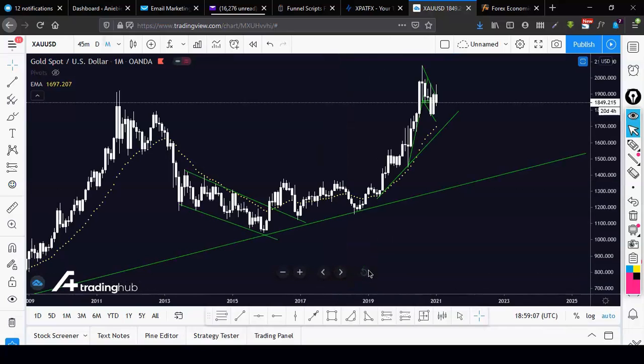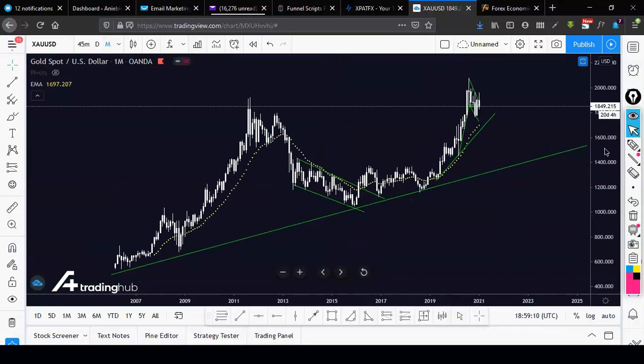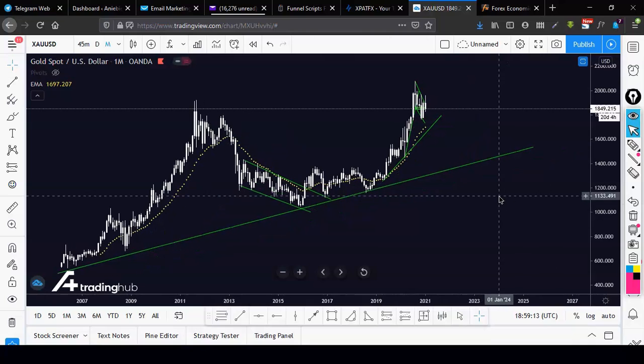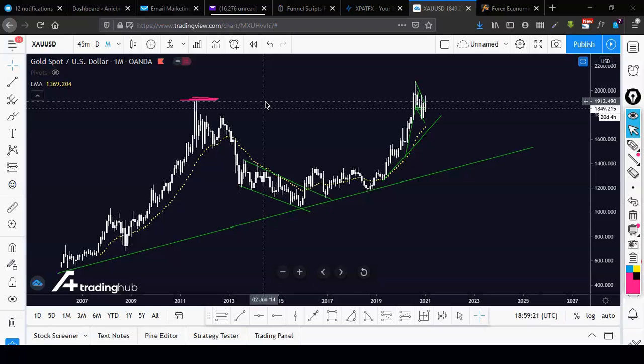This gold, such a crazy pair. This is the monthly time frame, the overall structure on gold. Gold has been bullish since 2017 and broke the all-time high at the 1912 zone, closed above it, traded above it for some time, and it seems it's back. Gold is trading below that all-time high again. That means we may see some bearish impulse in weeks to come.